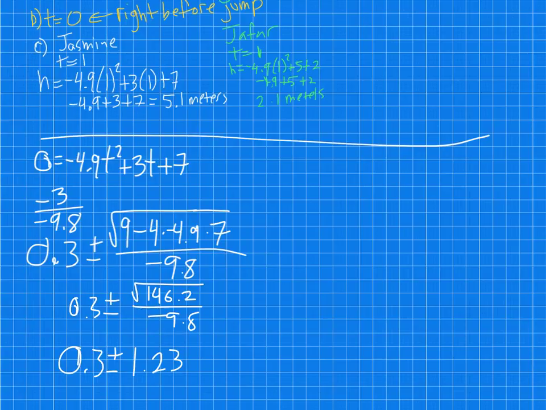You might notice that the minus here doesn't really make much sense. We end up with negative time. So if I add those together, we get 1.53 seconds. And that's Jasmine's time in the air.